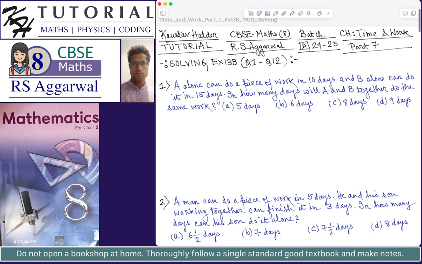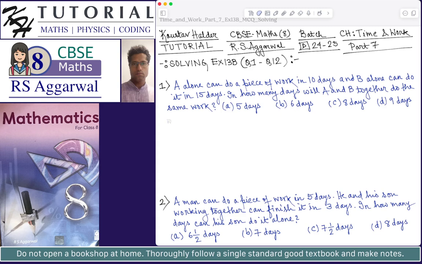The first problem says that A alone can do a piece of work in 10 days and B alone can do it in 15 days. In how many days will A and B together do the same work? So this is a pretty straightforward question. We have to first find how much of the work is done by both A and B in one day, and from that information we can say how much time A and B together will take to complete the whole work.